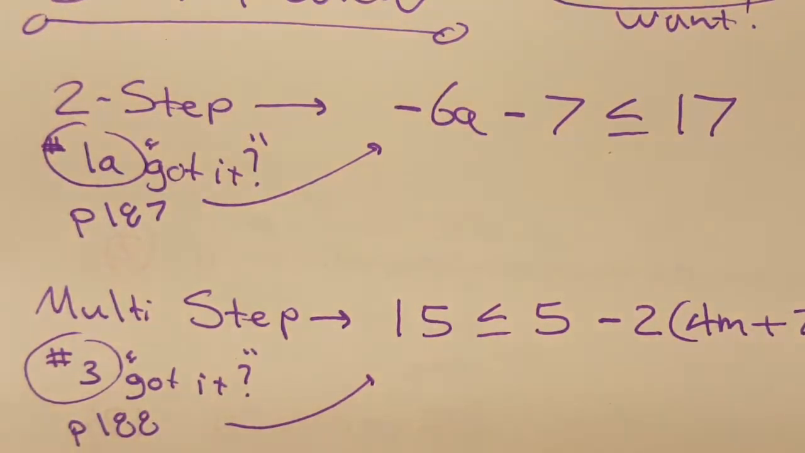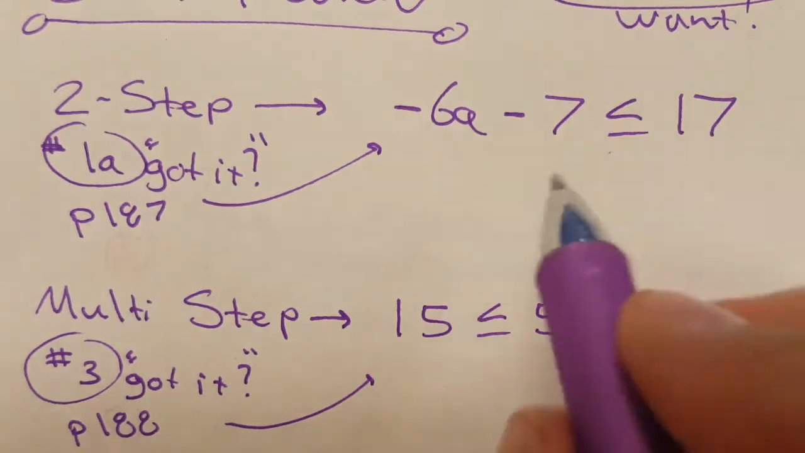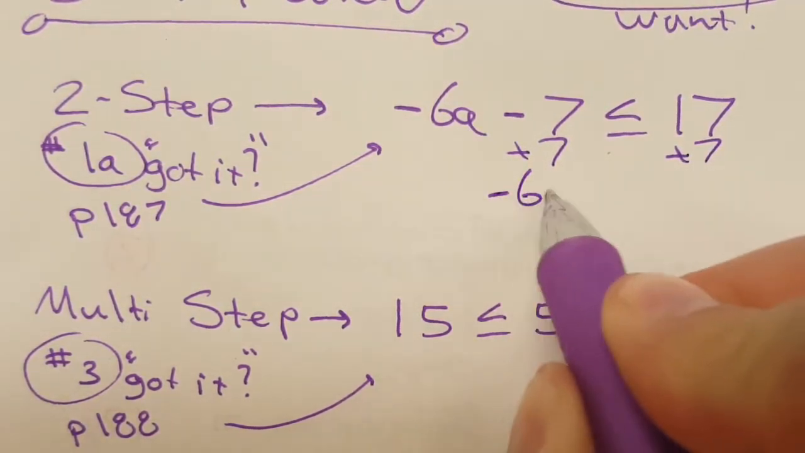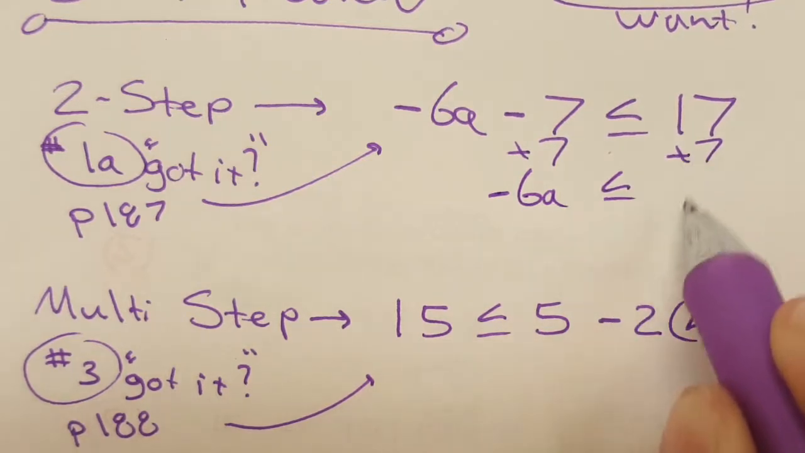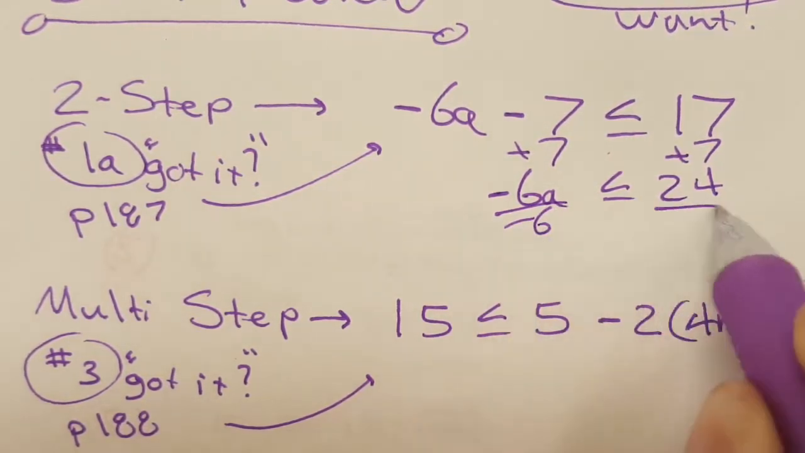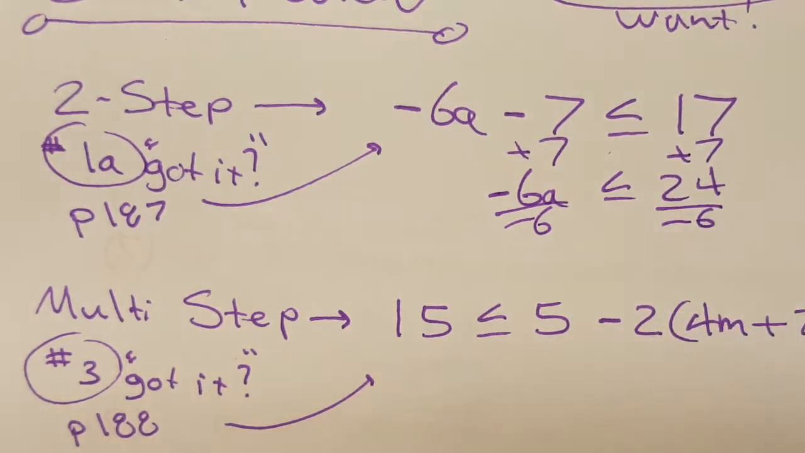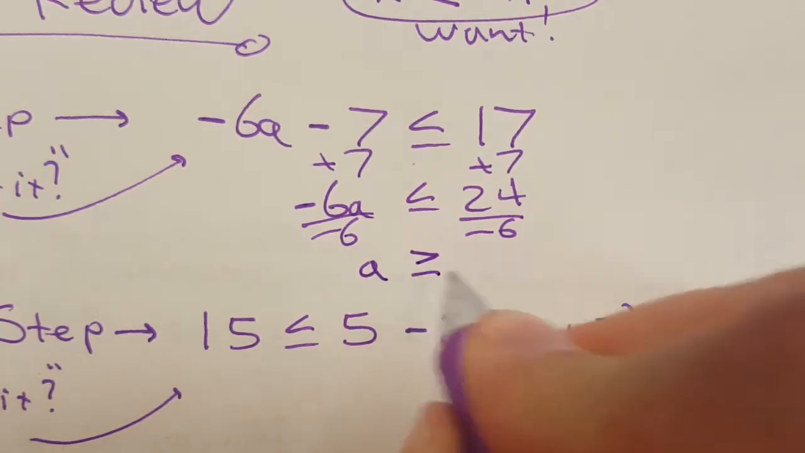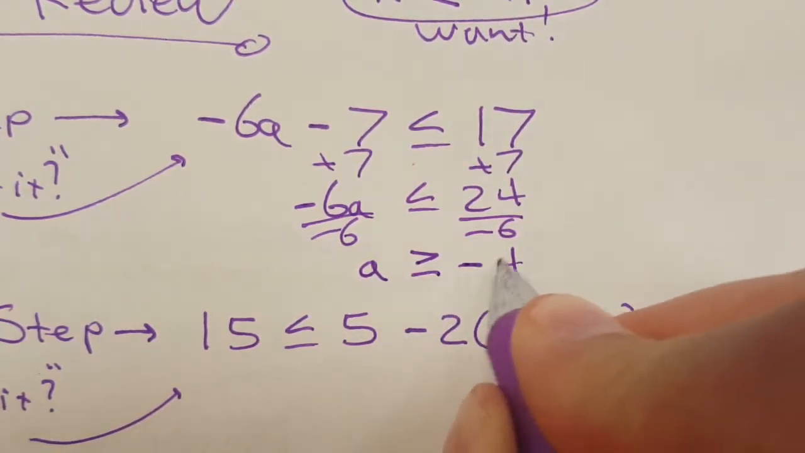All right, here we go. Two-step equation. All right, or sorry, two-step inequality now. So this process should look kind of familiar here. So I'm just going to go ahead and add 7 to both sides. I got a negative 6a still, less than or equal to, looks like it's going to be a 24. Divide by a negative 6. Remember, friends, when we divide by a negative, we must flip the symbol. A is now going to be greater than or equal to a negative 4.